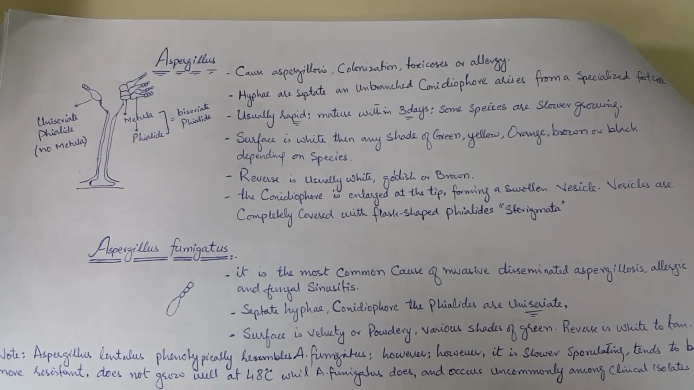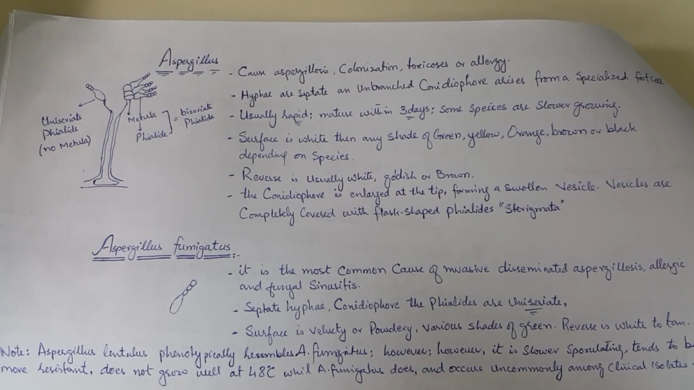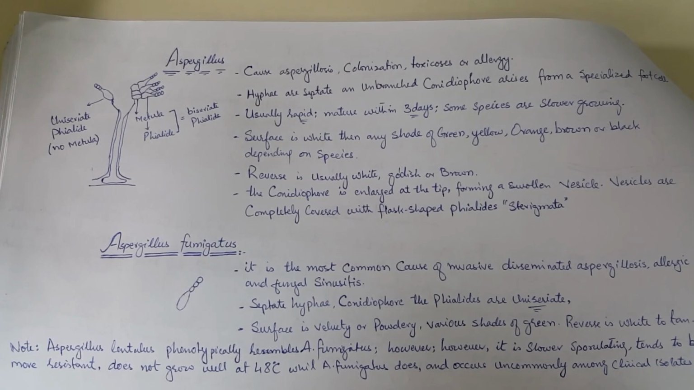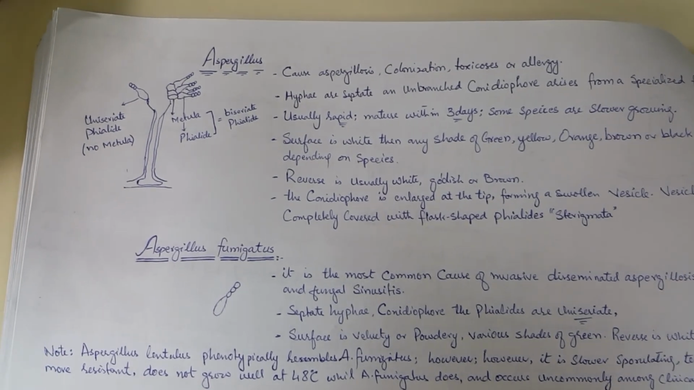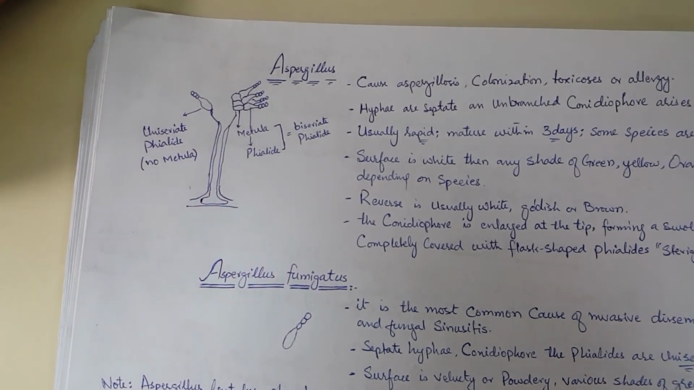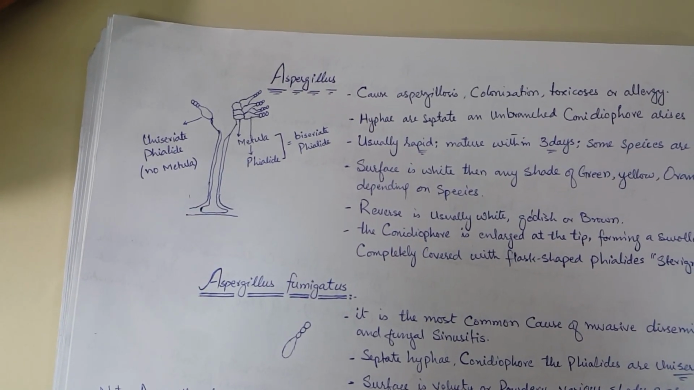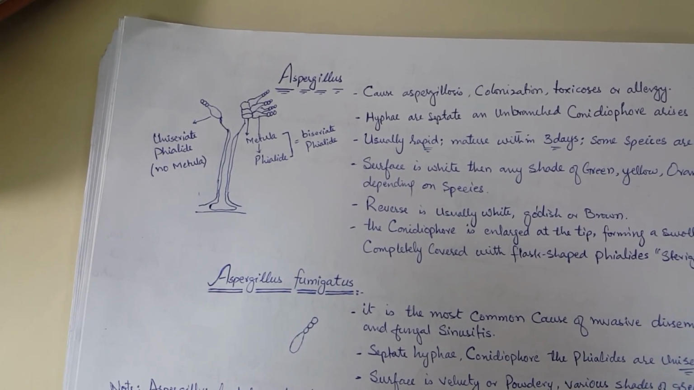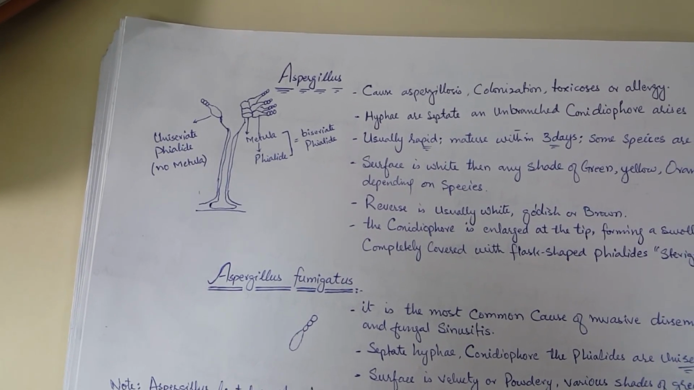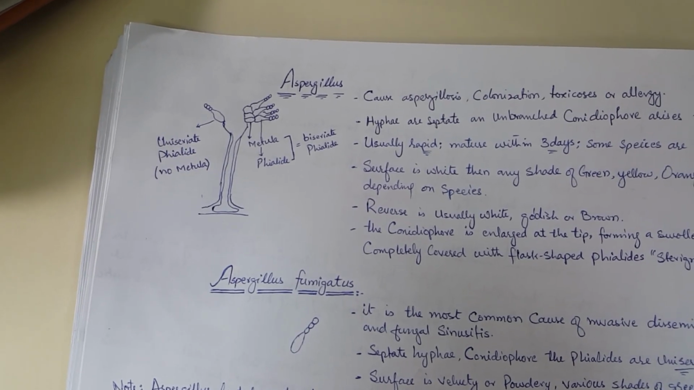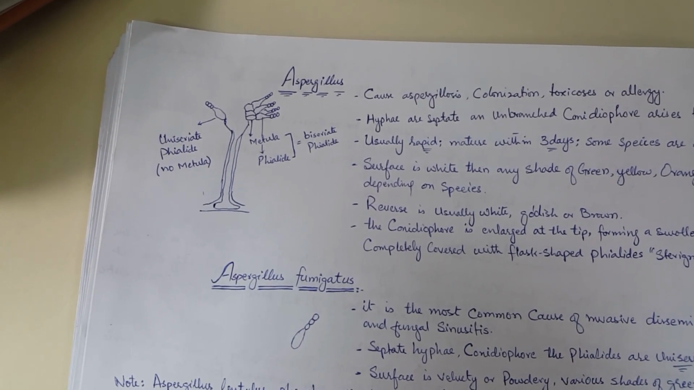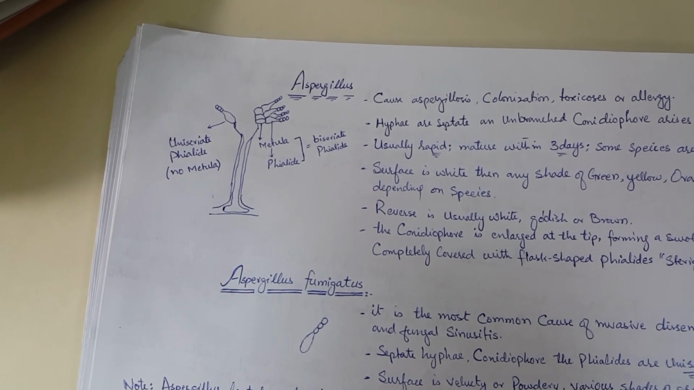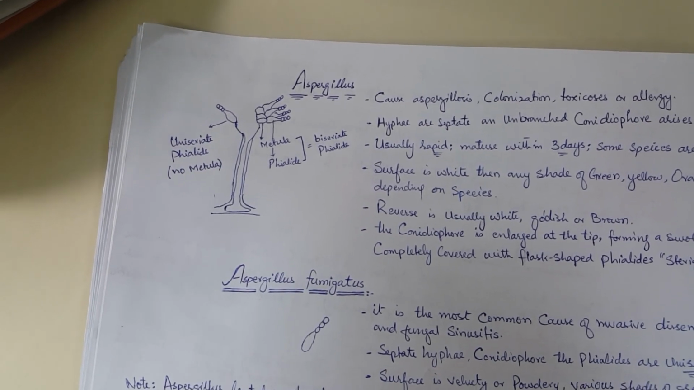The conidiophores are enlarged at the tip, forming the swollen vesicle. Vesicles are completely covered with flask-shaped phialides called sterigmata. If we see the structure of the Aspergillus species, you will find the metulae to which the phialides are attached. There is another structure called phialides. Phialides are attached to the metulae, and then the conidia are attached. This arrangement is called biseriate phialides. And if you see, the uniseriate phialides are also found, in which the metulae are absent.